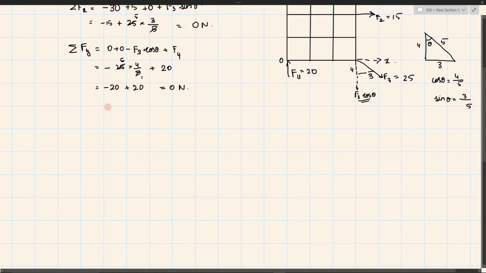So the resultant force is given by the square root of sigma Fx whole square plus sigma Fy whole square. This is nothing but the square root of 0 plus 0, that is 0, right? So this is the magnitude. And now the moment.